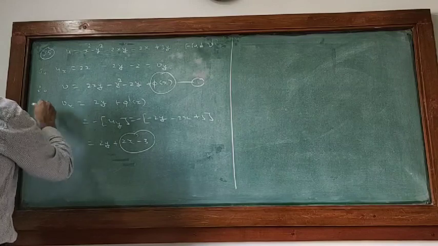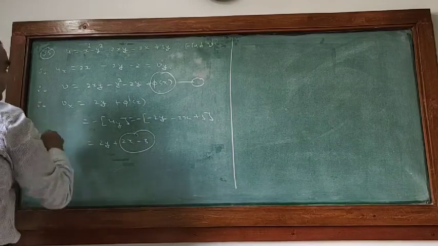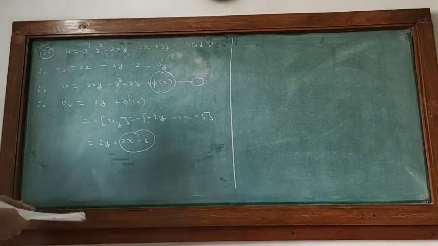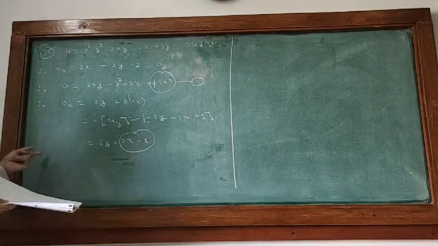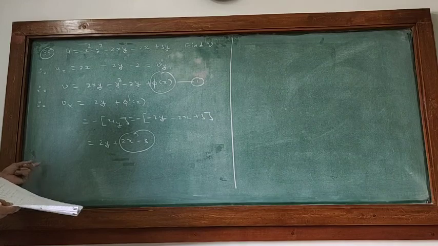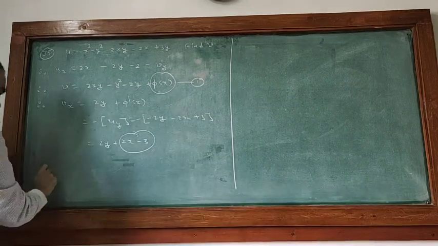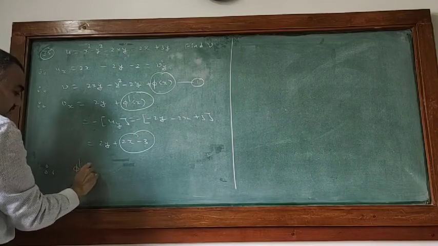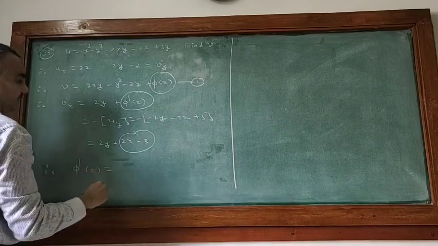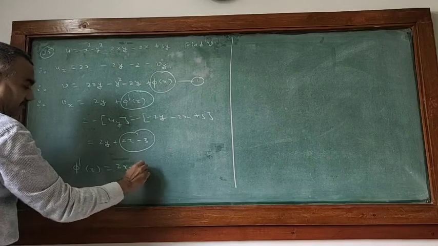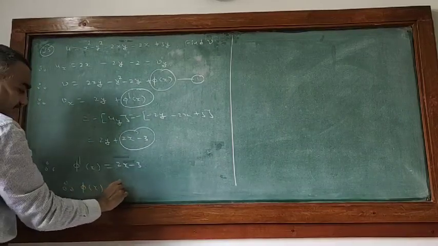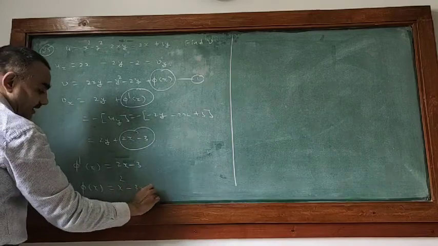So now if we compare both of these equations, what we will have is phi dash x equal to 2x minus 3, and therefore phi of x is x square minus 3x plus c.